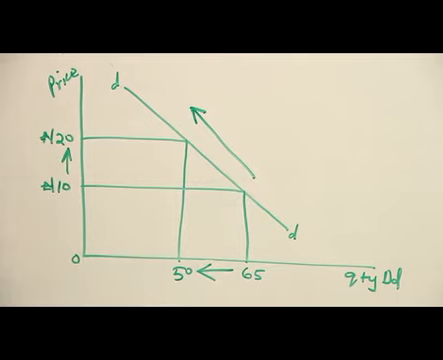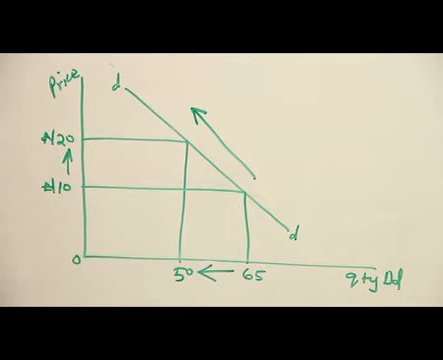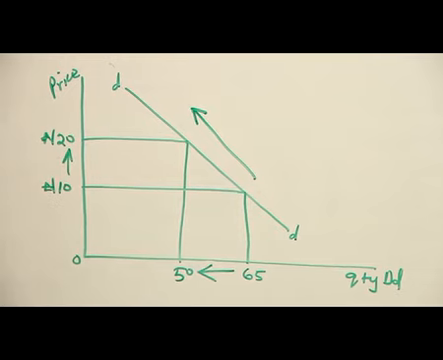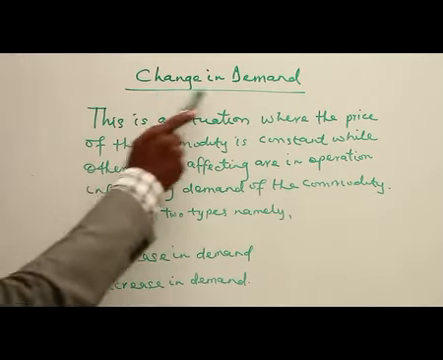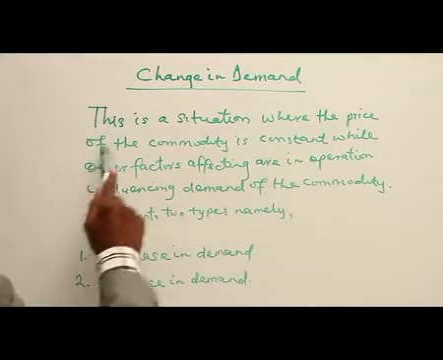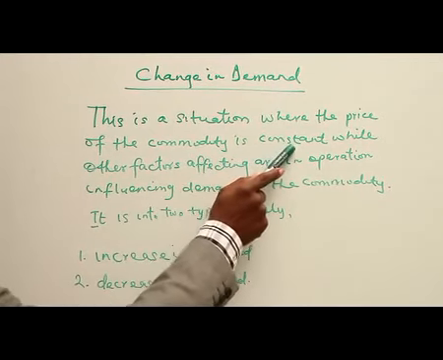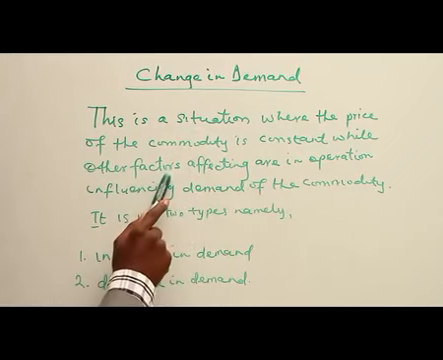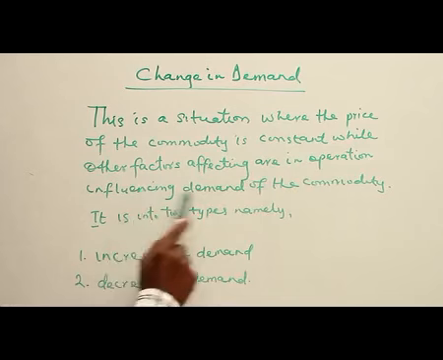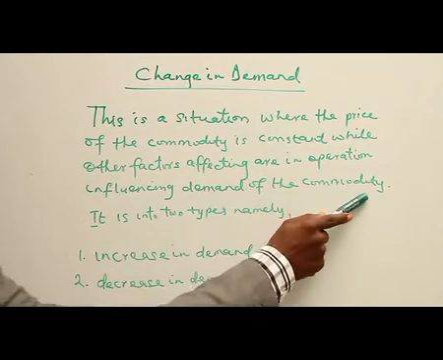So to summarize this, decrease in quantity demanded indicates that an increase in price leads to a decrease in quantity demanded, where other factors affecting demand are constant. Change in demand. This is a situation where the price of the commodity is constant while other factors affecting demand are in operation, influencing demand of the commodity.